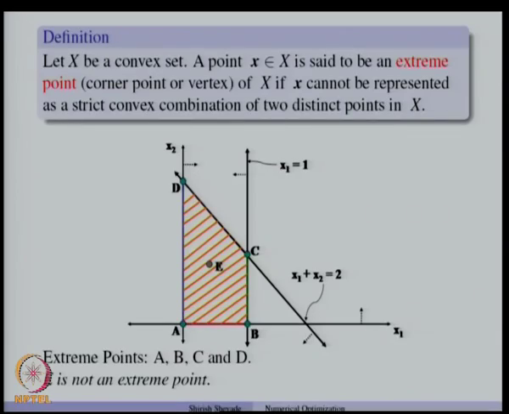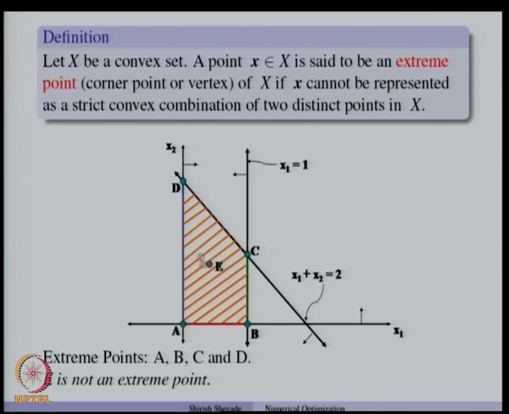In the last class, we started discussing the linear programming problem. A linear program is a mathematical program where the objective function is linear and the constraints are linear in the variable. We started discussing some of the properties of the constraint set, and we looked at what are called the extreme points of the constraint set.